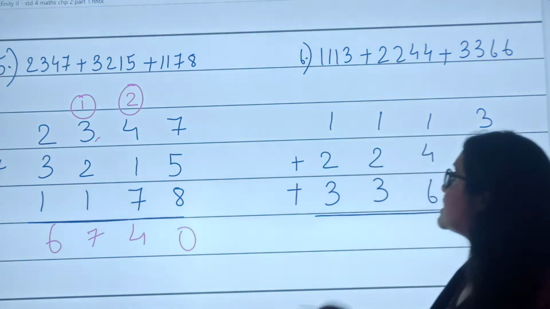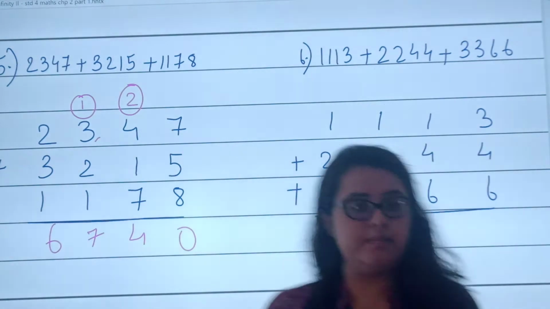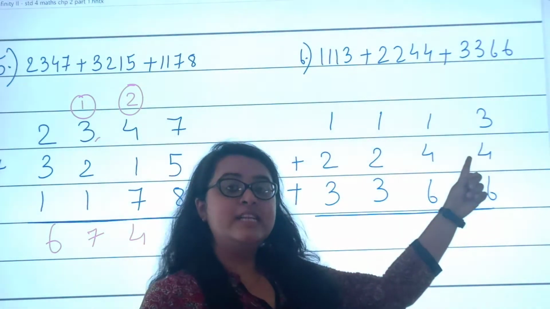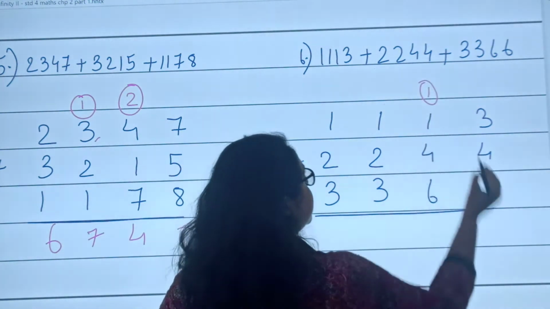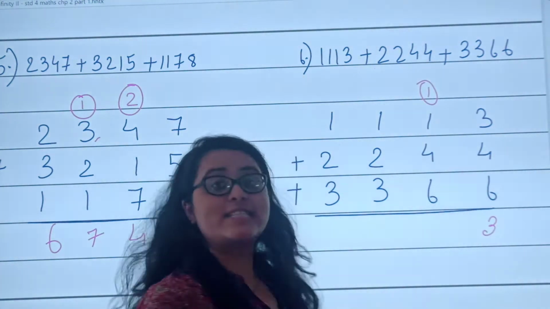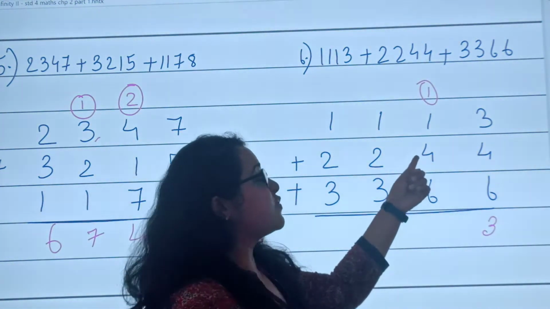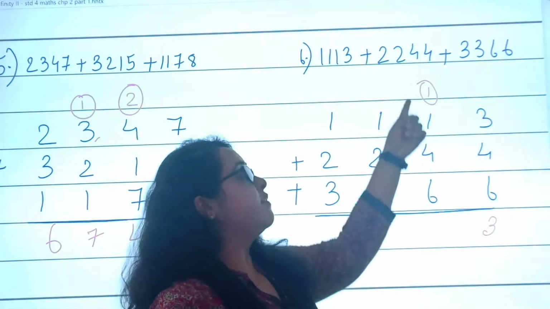Let's move to the sixth sum. 6 plus 4, 10. 10 plus 3, 13. 1 will be carried forward into hundreds. Sorry, it's tens. 6 plus 4, 10. 10, 11, 12.